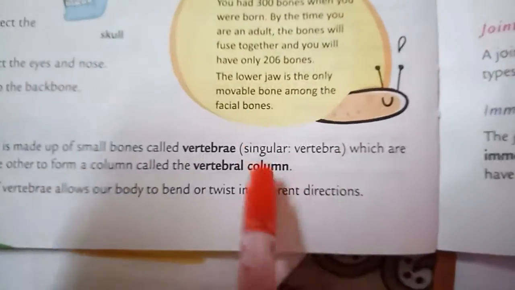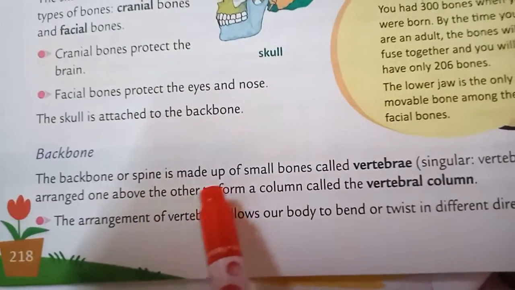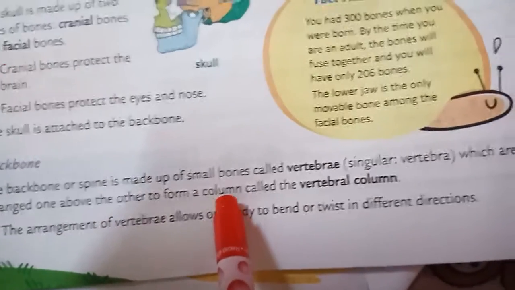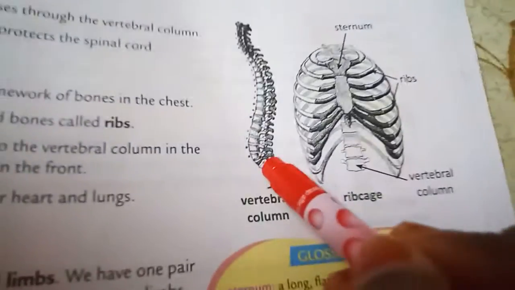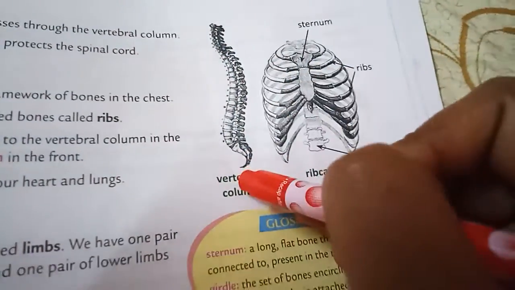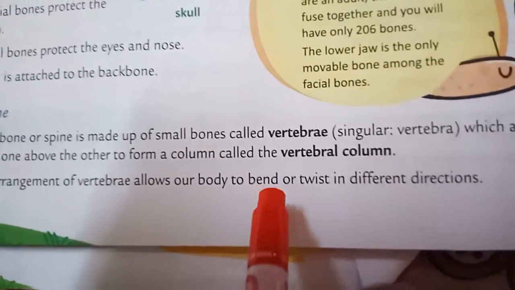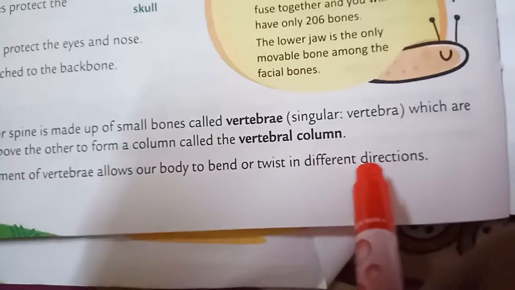Next, these are all arranged one above the other to form a column. So single vertebrae will collect and form the backbone. So the overall part is called the vertebral column. The arrangement of vertebrae allows our body to bend or twist in different directions.